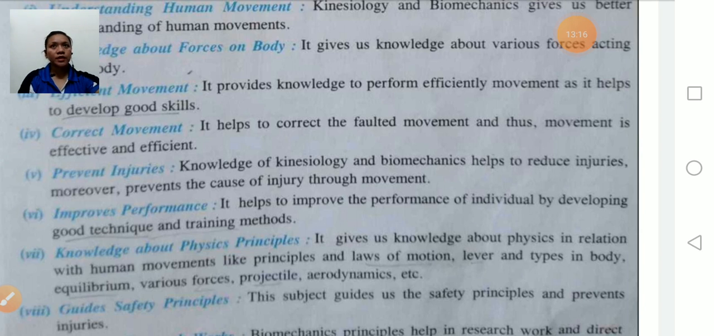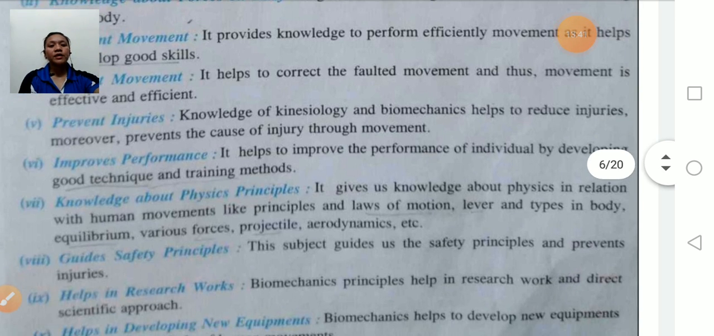With the help of kinesiology, we study human movement. We get knowledge about the movement, and by understanding human movement, we can correct our faulty movements, which helps for effective and efficient movement. Prevent injury: if we know about the movement, then we can reduce injury. Moreover, we can also prevent injury by correcting our movement.